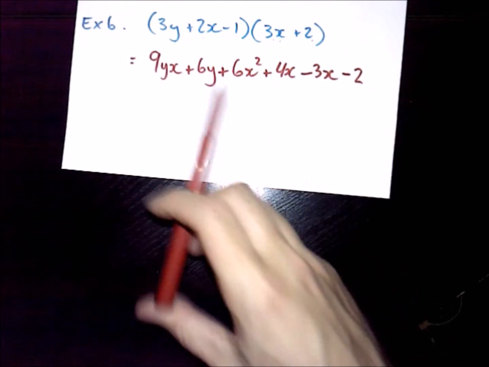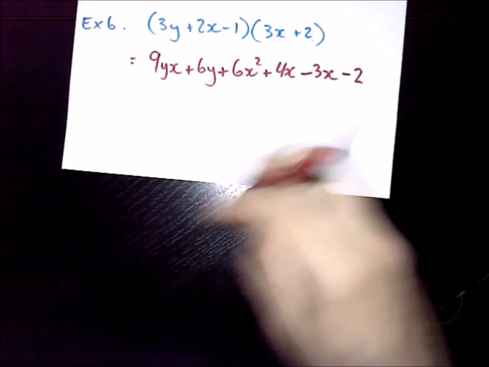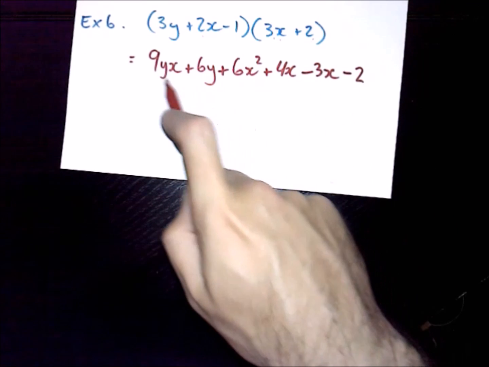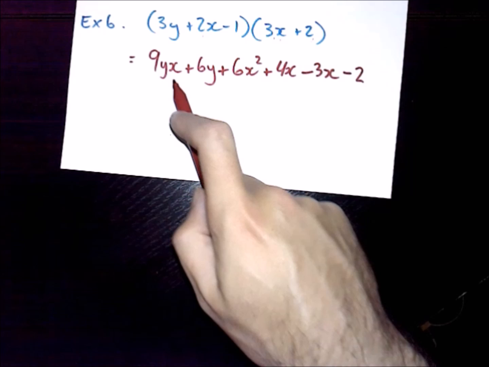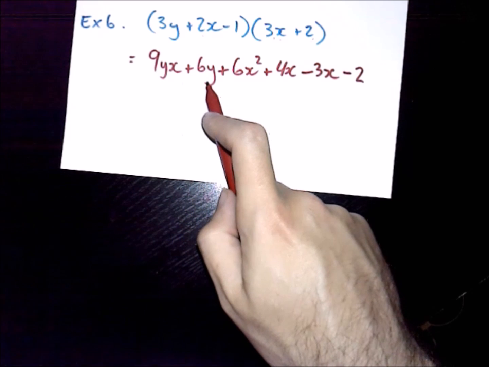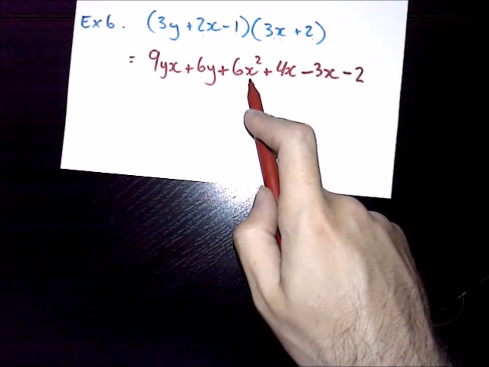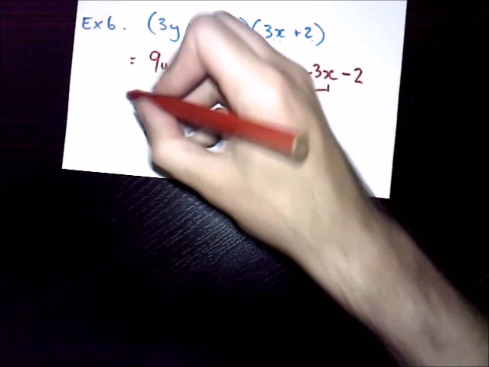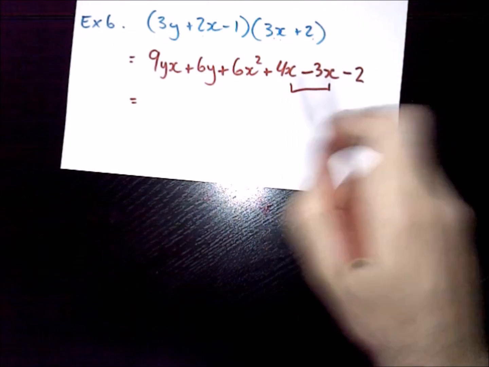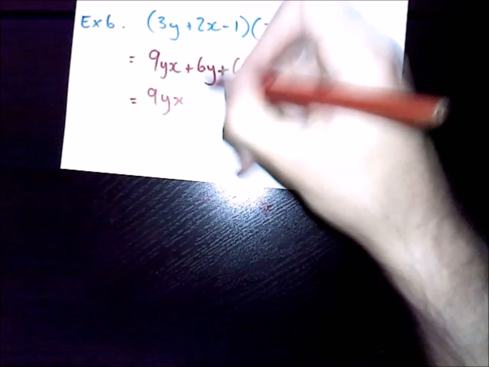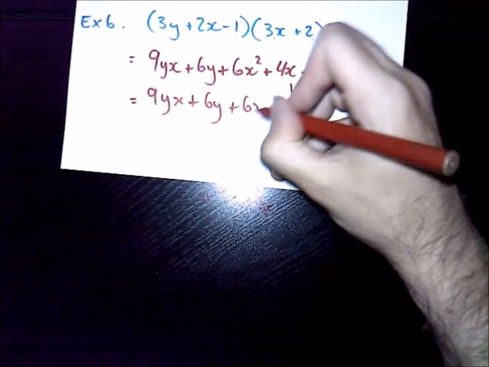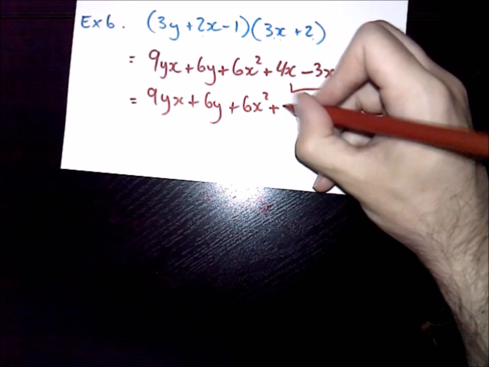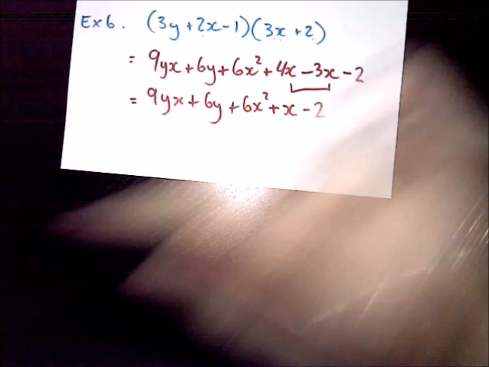Now what we need to do is have a look and see if there's anything that we can match up. Remember, they have to have the same variables, and the variables have to have the same indexes as well. So this guy here hasn't got any buddies. 6y hasn't got any buddies. 6x squared hasn't either. We can match up these two, so we'll simplify those, and the negative 2 is by itself as well. So if we write it all out, but we simplify this bit, we're going to get 9yx plus 6y plus 6x squared. 4x take 3x is going to be positive x minus 2. And that's all you can do with that one.